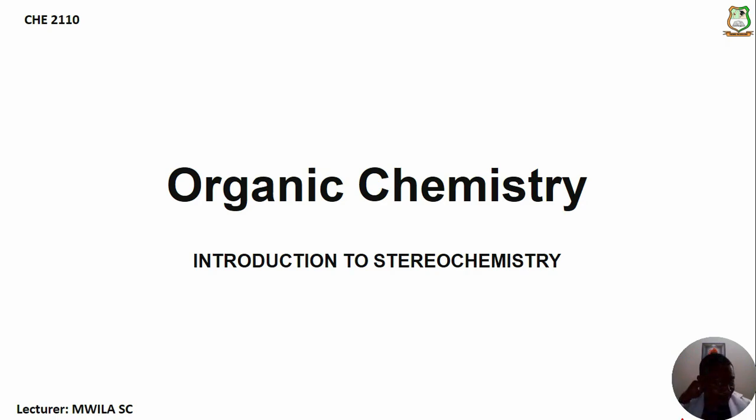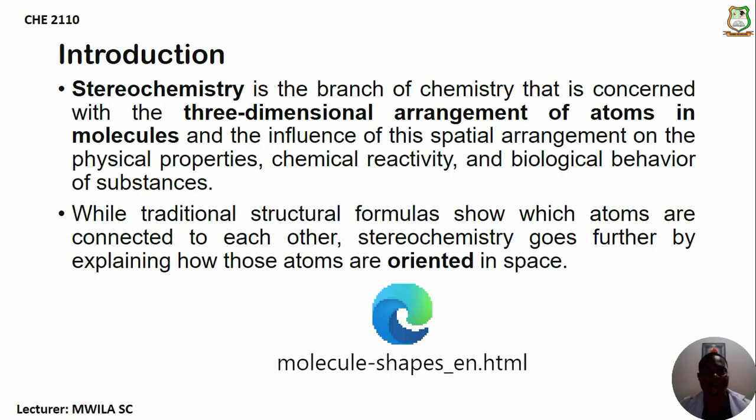So a question can come now: what is stereochemistry? Stereochemistry is defined as the branch of chemistry that studies the three-dimensional arrangement of atoms in molecules and the impact of this spatial arrangement on the physical properties, chemical reactivity, as well as biological behavior of substances. Well, let's try to put meaning into this definition that we have just looked at.